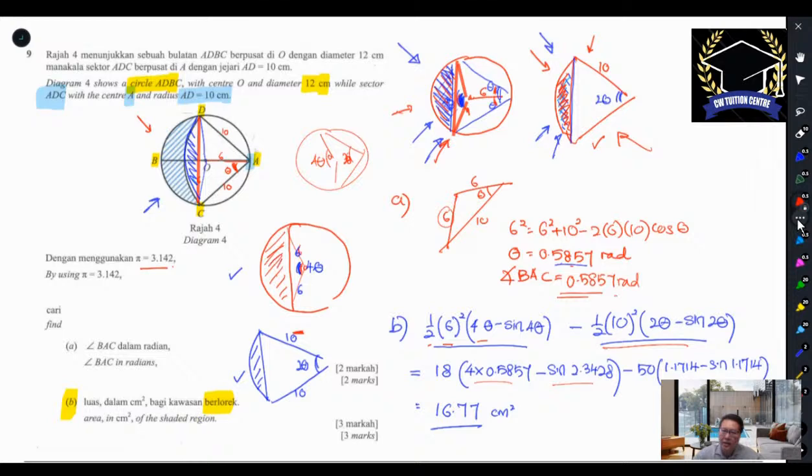This red color area minus this blue color area will be the shaded area. Okay? Let's move on to the next one.